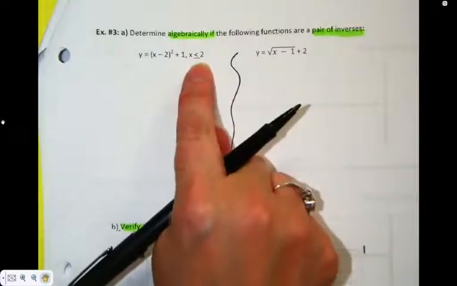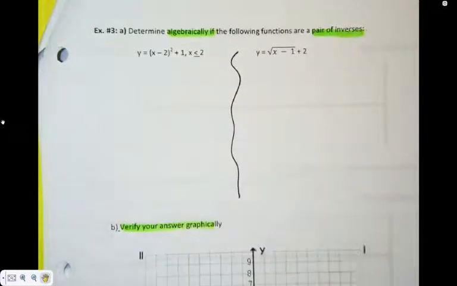What the heck is this over here after my parabola? It's a domain. So let's just ignore it for now, and we'll come back to it at the end. Just pretend it's not there. How do we find the inverse of an equation? Replace f of x with y. Done.